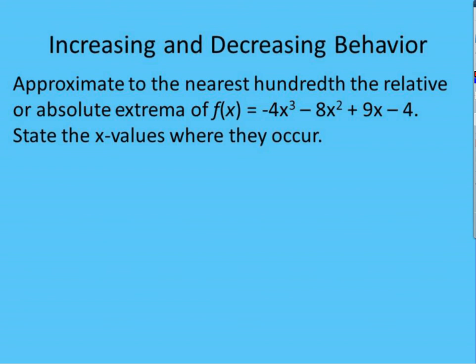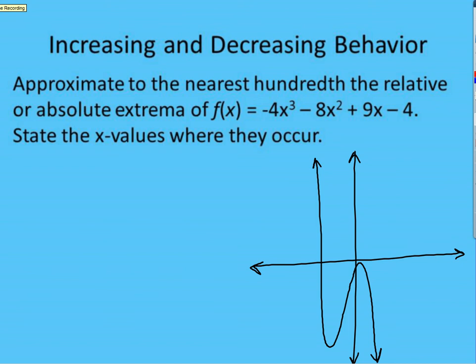So we are going to approximate to the nearest hundredth the relative and absolute extrema for this function, and we're going to state the x values where this occurs. The first thing you would need to do is graph this on your graphing calculator. After you graph it, you would have a graph that looks like this. Now we can find the actual minimum and maximum relative values. Again, these will be a relative min and a relative max because they are going off to infinity in both directions. You cannot have an absolute.